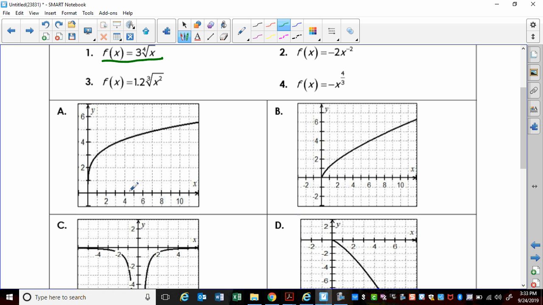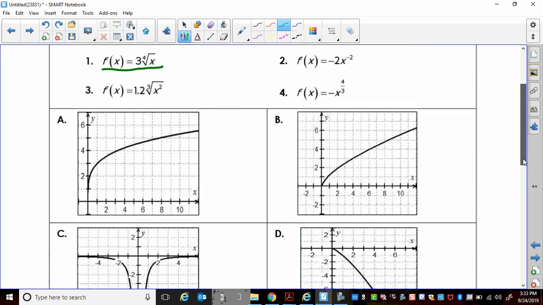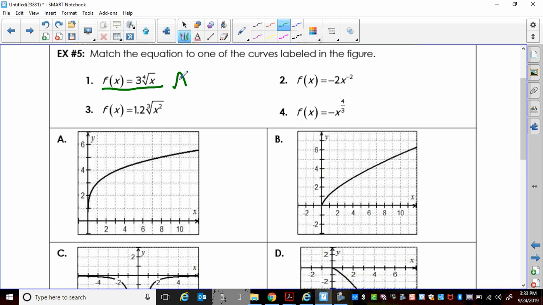So maybe something like 16. And then we would take the fourth root of 16 and then multiply it by 3. So I would say actually that it does look like A. Maybe just graph it and make sure I'm right, okay?